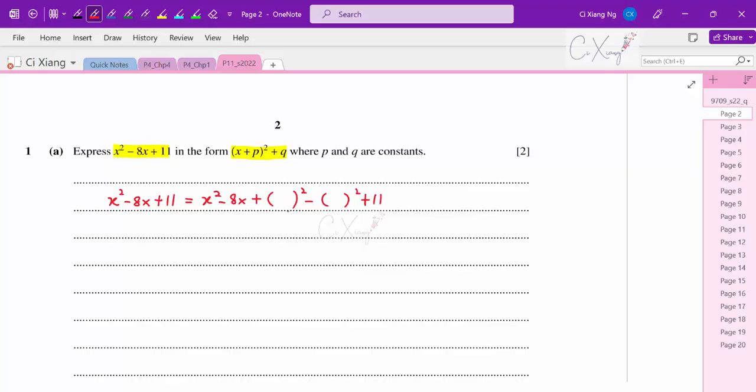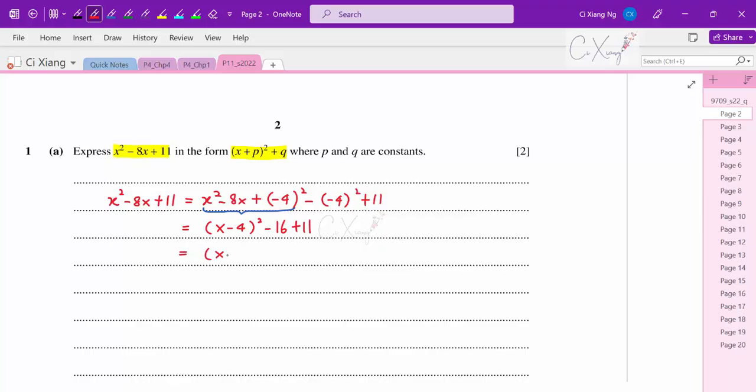Okay, so what's the something here that we should put in? Basically it depends on the coefficient of the x. The coefficient of the x here is -8, right? So for -8, you need to divide it by 2, so you're having -4. So that you can combine the first three terms together into a bigger bracket. We should have x minus 4 squared minus square the 4, which is 16, and then plus 11.